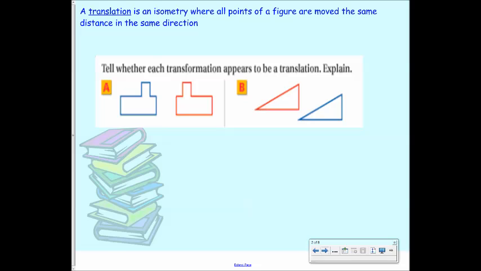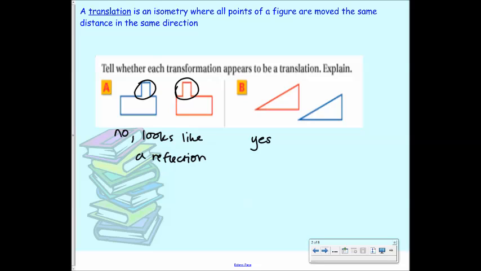Okay, it looks like a reflection because the top part right here is on the right side in the blue picture and on the left side in the red picture. So that appears to be a reflection. That would be no, and I would say looks like a reflection. Okay, what about B? Yes, B appears to be a translation, so we would just say yes.